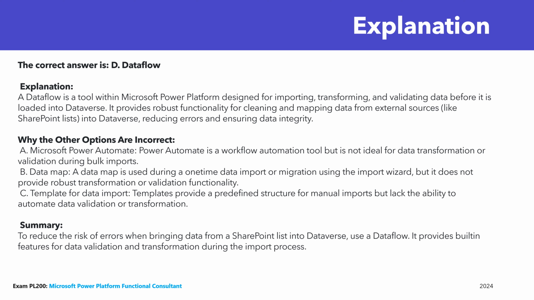A. Microsoft Power Automate. Power Automate is a workflow automation tool but is not ideal for data transformation or validation during bulk imports. B. Data Map. A data map is used during a one-time data import or migration using the import wizard, but it does not provide robust transformation or validation functionality. C. Template for data import. Templates provide a predefined structure for manual imports, but lack the ability to automate data validation or transformation.